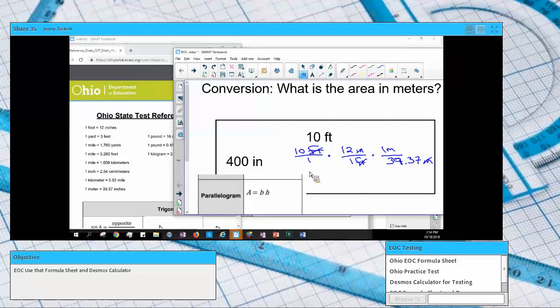I can do the same for this 400 inches. I'm just going to multiply that by 1 meter over 39.37 inches. The inches in the numerator and denominator again cancel out. Notice that if this has a right angle, this is my height, this is my base. So now I can use my Desmos calculator to solve this problem.